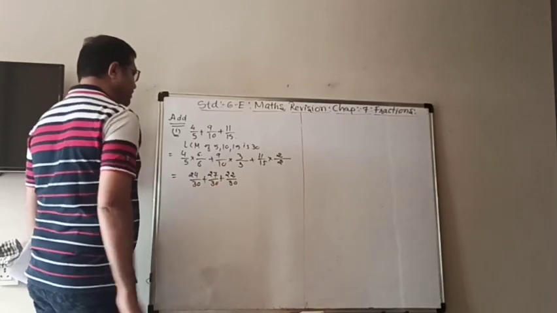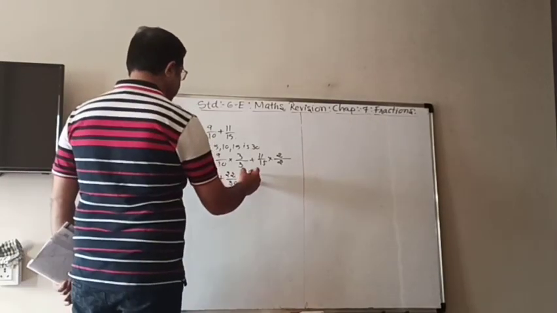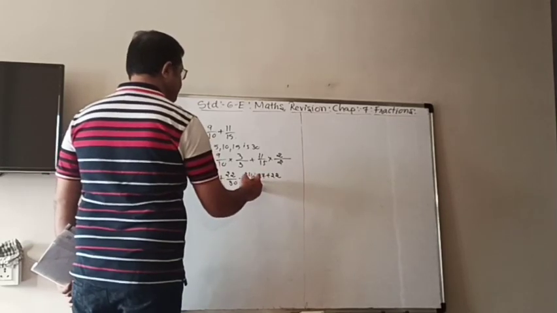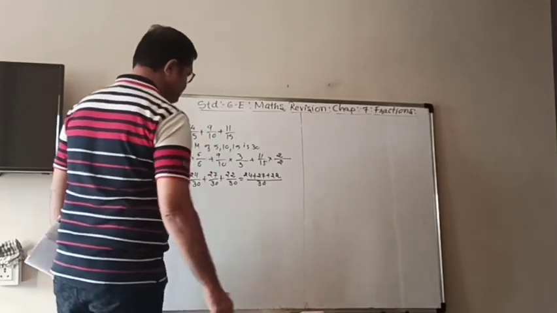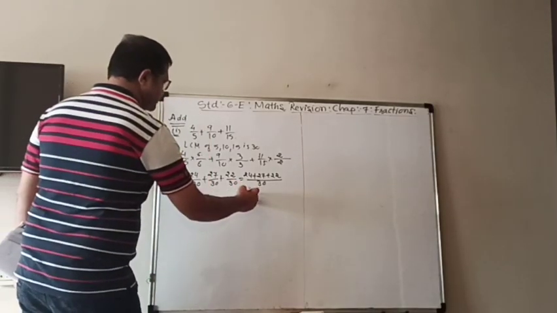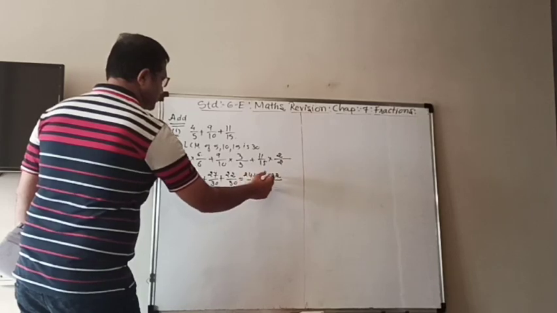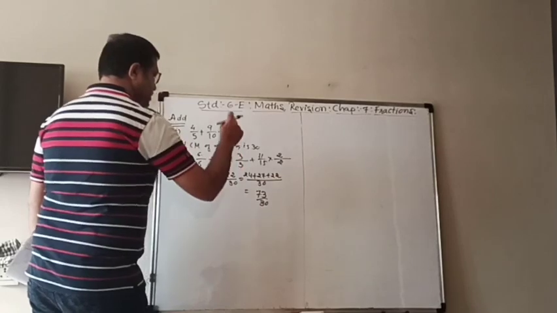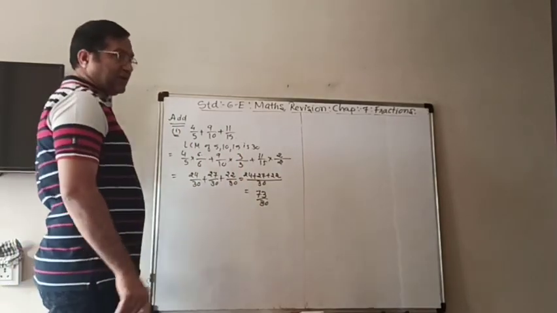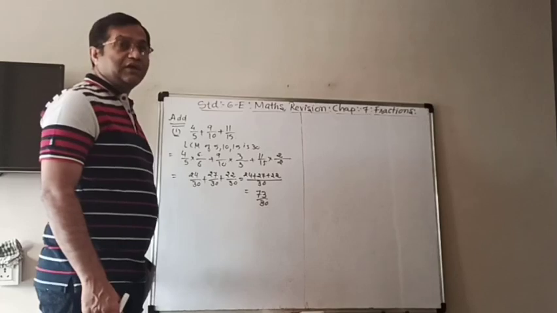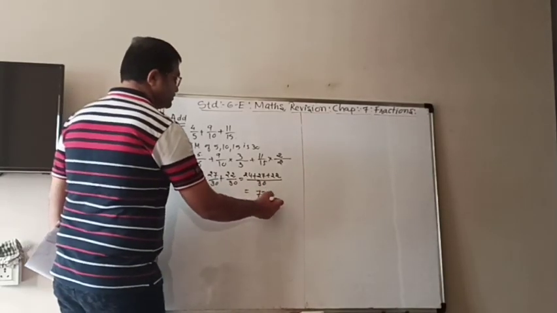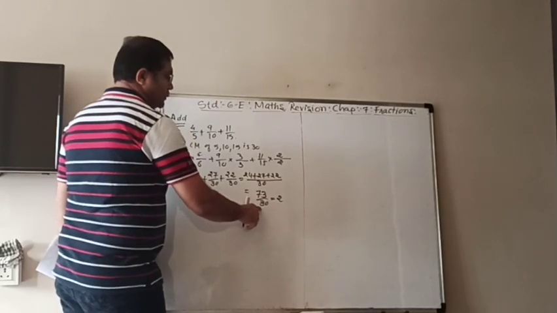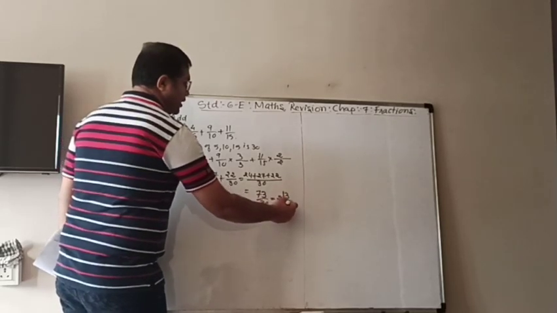Now equal denominators. So we have to add the numerators. 24 plus 27 plus 22 upon 30. So now 73 upon 30. Now it is an improper fraction. So we have to convert it into a mixed fraction. 3 2s are 60, and then 13 upon 30.